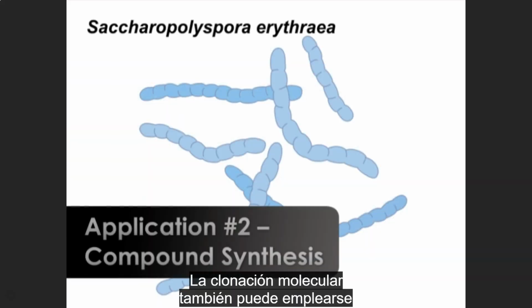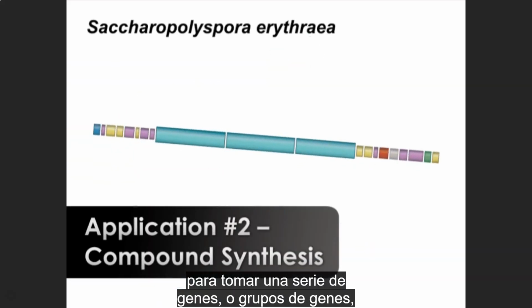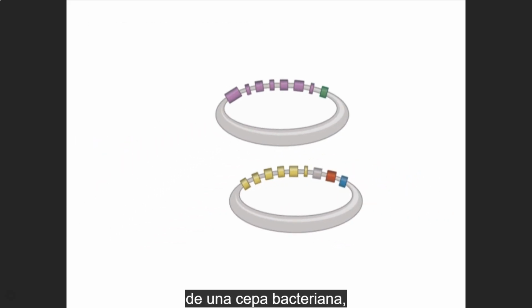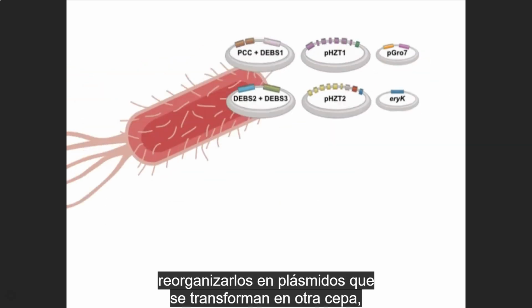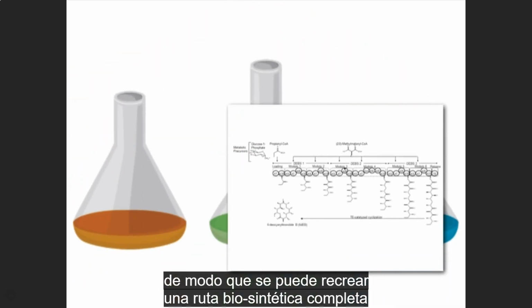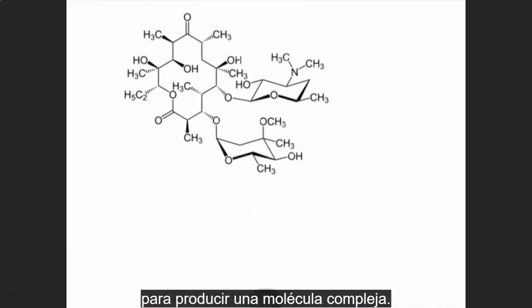Molecular cloning can also be employed to take a series of genes or gene cluster from one bacterial strain, reorganize them into plasmids that are transformed into another strain so an entire biosynthetic pathway can be recreated to produce a complex molecule.